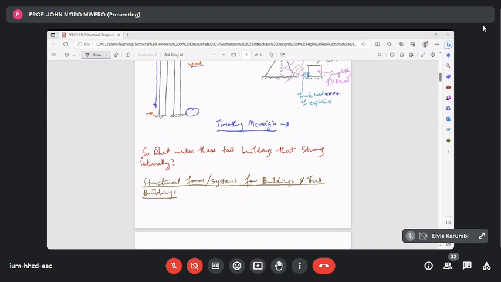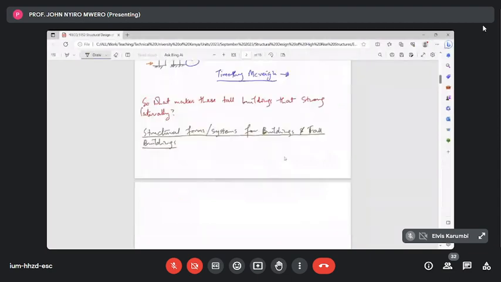So the most basic structural form that I want to mention is something that we call the load-bearing structures. The most basic structural form that we should first mention is what we call load-bearing structures.